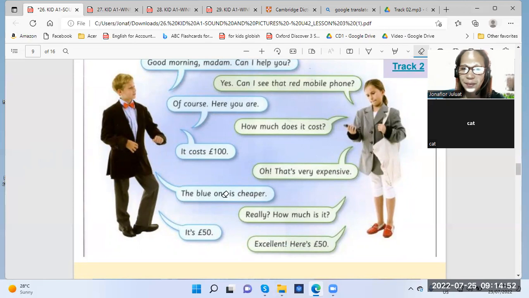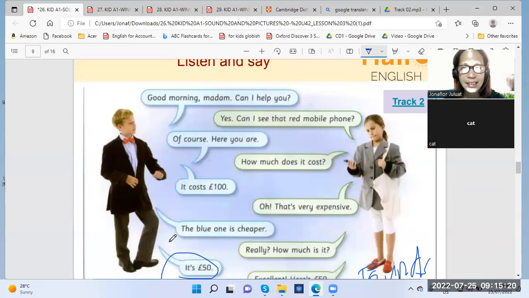Excellent. Here is. Really? How much is it? It's 50 pounds. Excellent. Here's 50 pounds. Okay. Oh, wow. Very good. Okay.